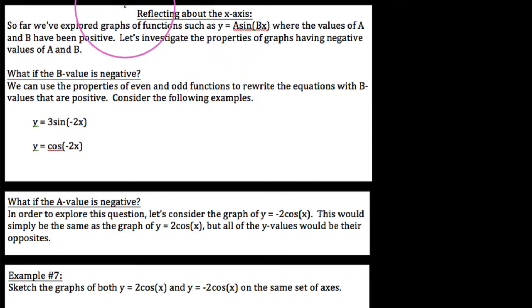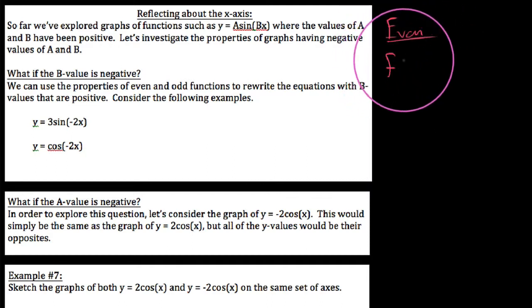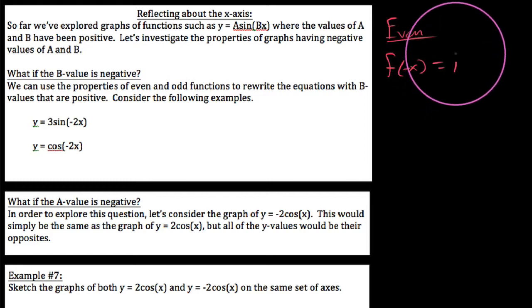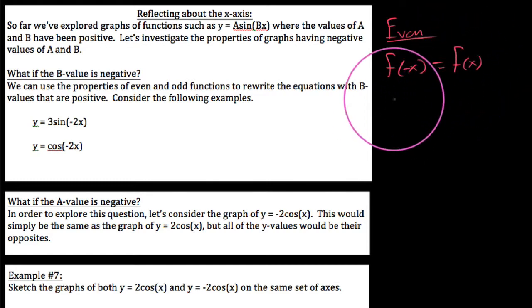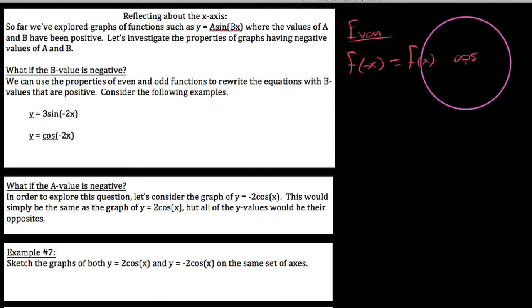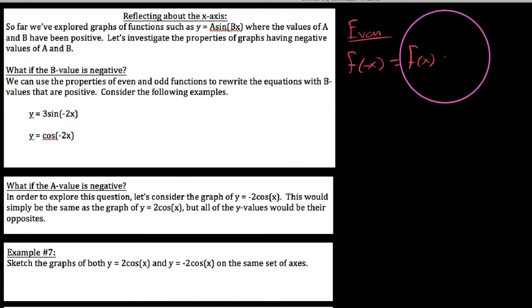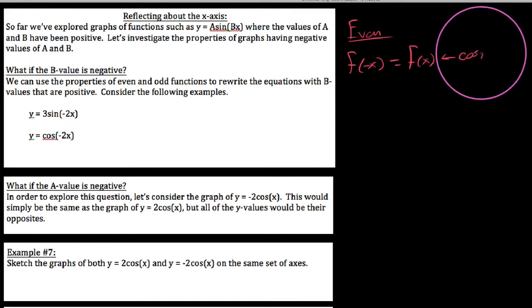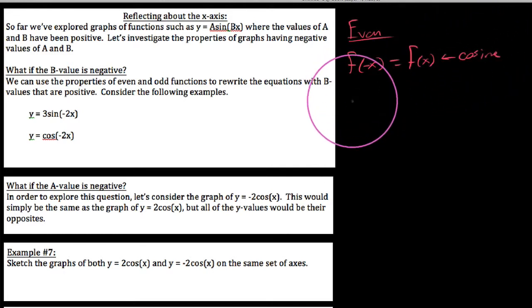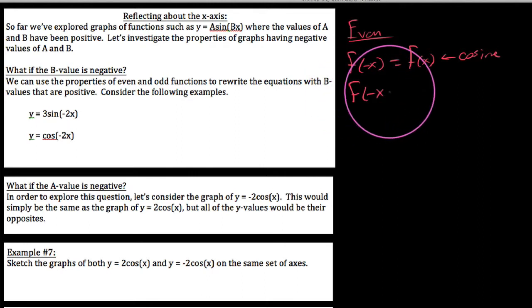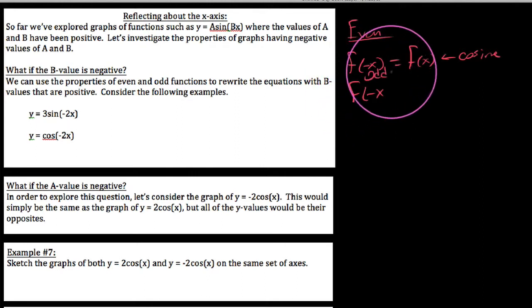That's easy to explore because we've talked about even and odd functions in the past. Recall that an even function is any function where, when you plug in a negative, you can just get that negative out of there. It just goes back to normal. So this would be something like cosine. Cosine is an even function.